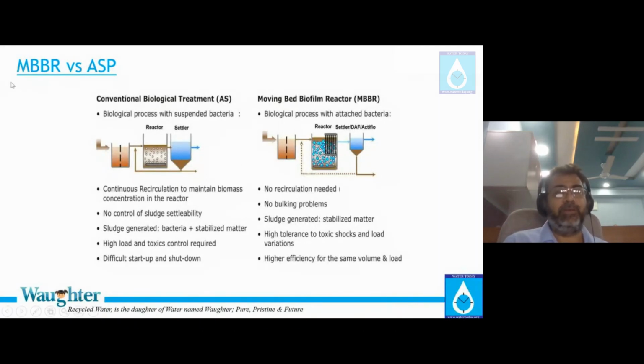Coming to the advantages of MBBR, it is a very robust technology. Again, no recirculation is needed. That's one beauty. So in a large-scale plant, there is a lot of energy saving. For example, if you are talking about a 5 MLD plant, I'm just putting a number, it means you are not operating a 200 meter cube per hour pump on a continuous basis, which is required for sludge recirculation. So that is one energy saving.